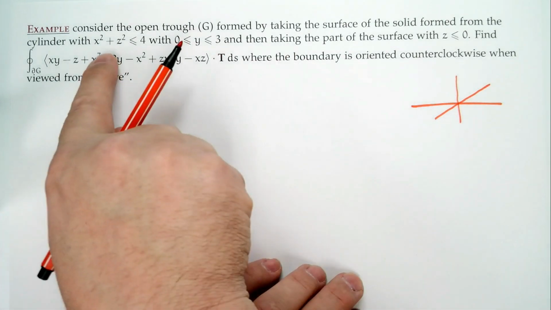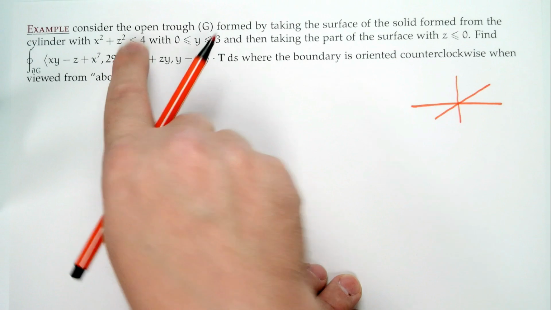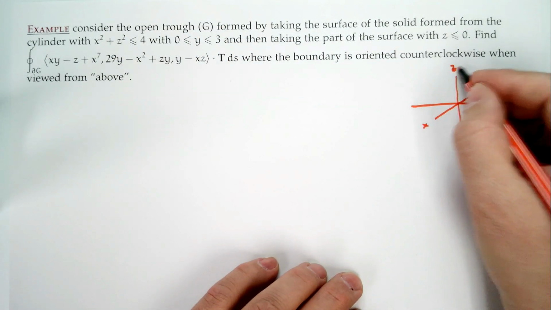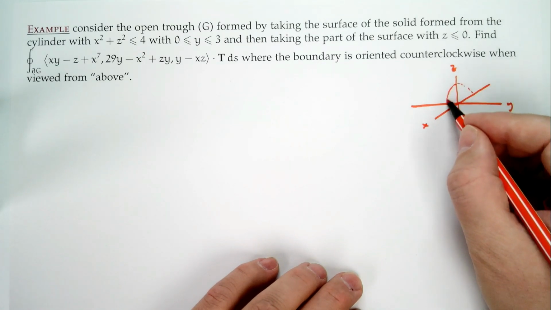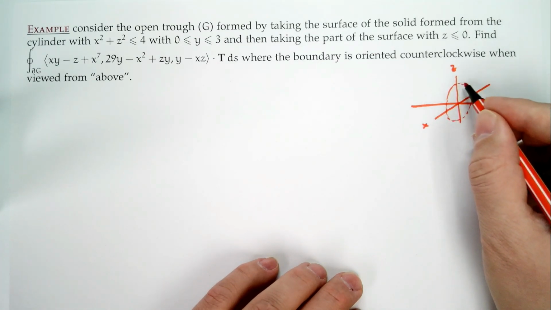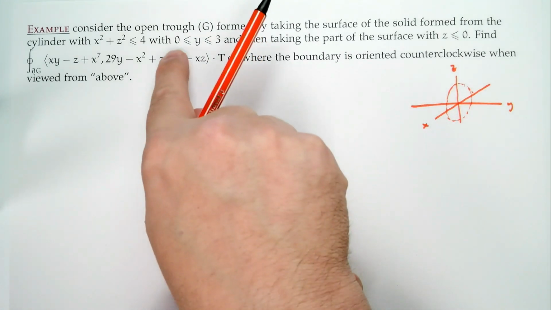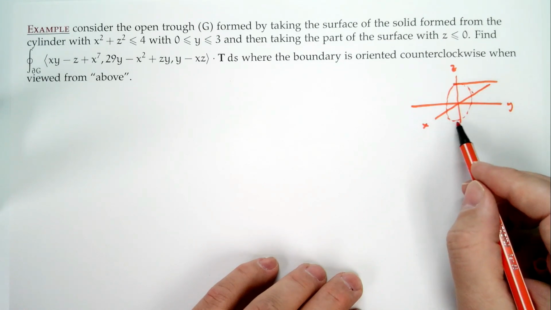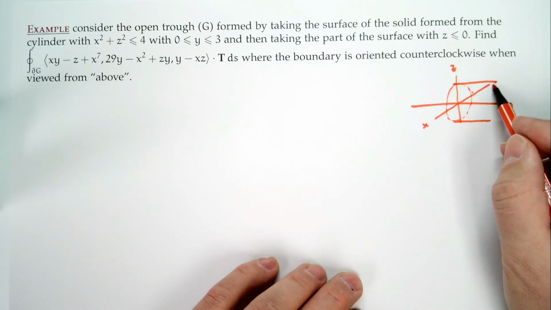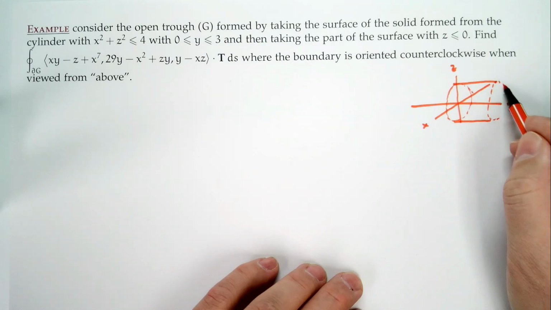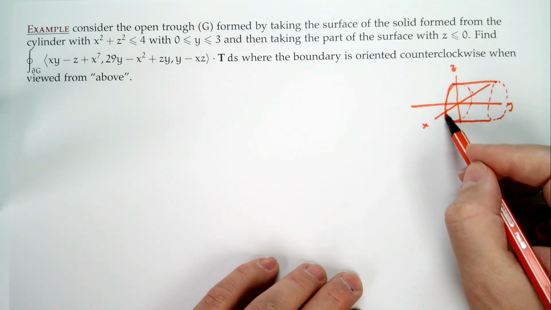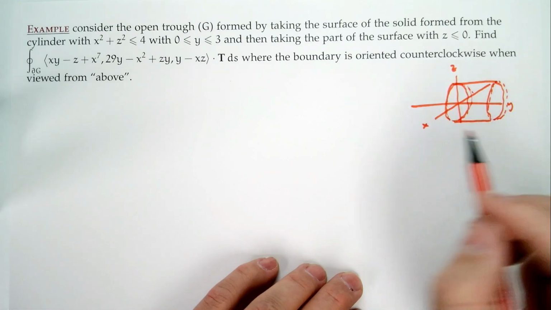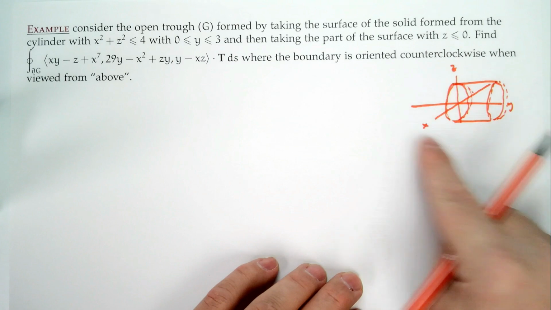So x squared plus z squared equals 4. If I have my x, y, z axes, I really think of that as a circle here in the xz plane. So I have my circle here in the xz plane. And now I'm going to have 0 less than or equal to y less than or equal to 3. So it's like I'm copying this circle down along y, from 0 to 3. So that's sort of our shape, if you will. Okay, that's the surface of our cylinder.